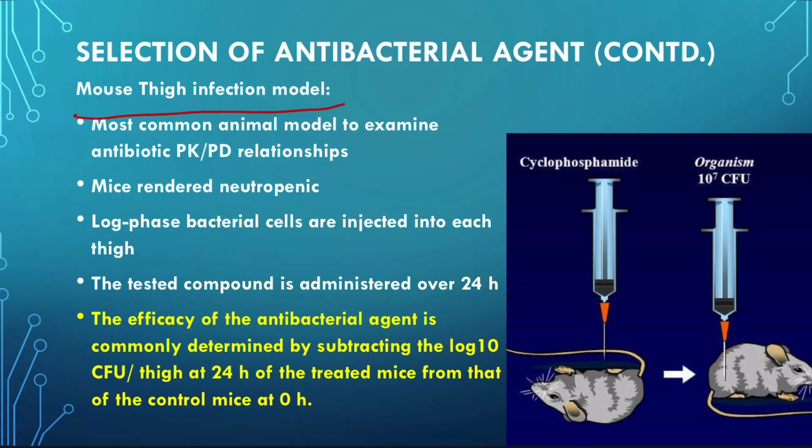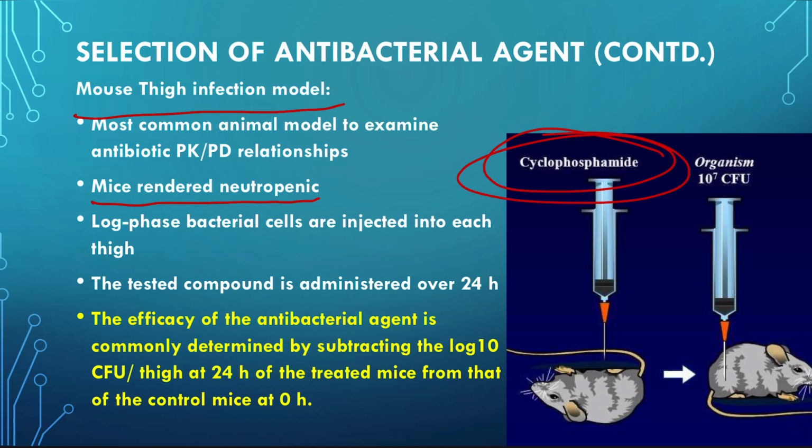It is one of the most commonly used animal infection models for finding the PKPD relationships of an antibacterial drug. First, the mice are rendered neutropenic, that is a decrease in neutrophils. This is done with the administration of cyclophosphamide. Cyclophosphamide causes bone marrow suppression, leading to neutropenia.